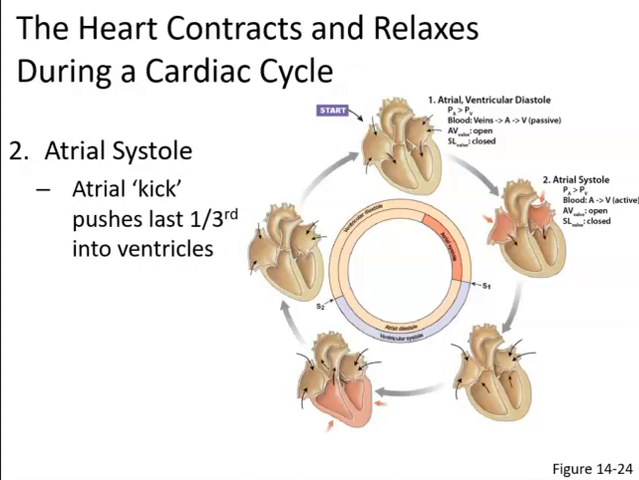The next phase, or phase 2 of the cardiac cycle, we have atrial systole. So this is when the atria contract. This is also known as the atrial kick. This is where we have blood being actively pushed. So the last third of the blood in the atria is actively being pushed into the ventricles. At this point, the ventricles are still relaxed. The AV valves are still open, and the semilunar valves are still closed. This is an active process. So blood is being pushed actively from the atria into the ventricles. And again, this is the second phase of the cardiac cycle.